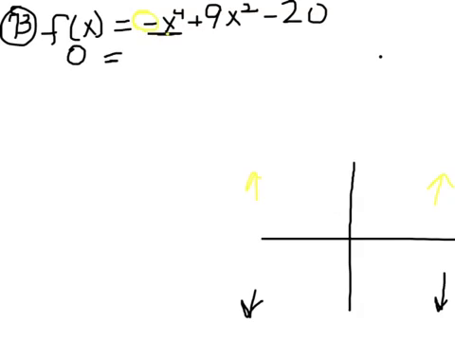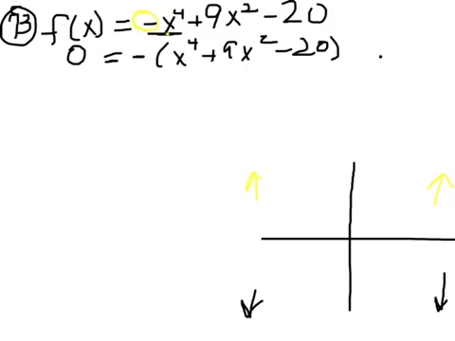What could I factor out of that to help me look at this a little easier? Do I want to factor with a negative out front? No, okay. Let's pull that negative out. X to the fourth plus 9x squared minus 20. That's a little easier to look at.